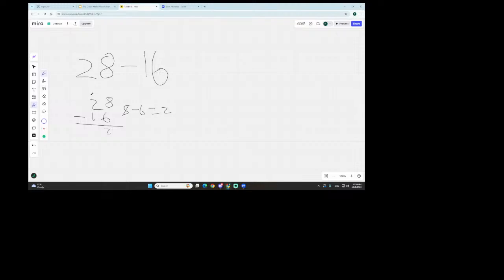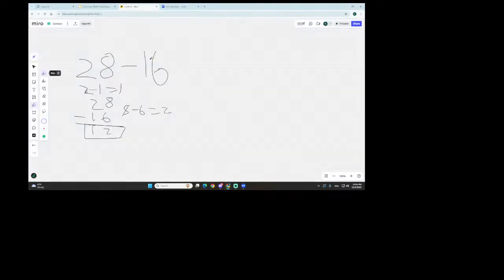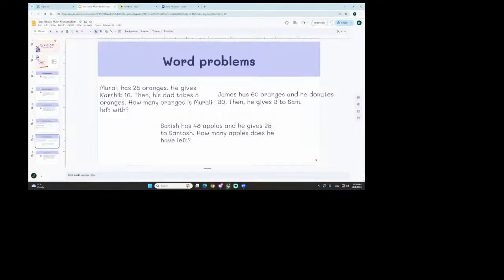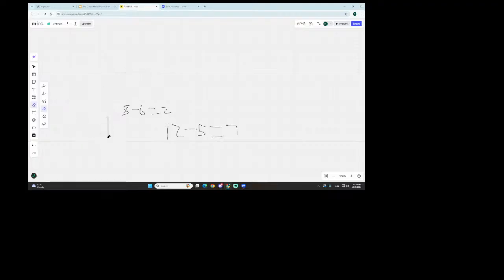And then we can do the tens place, 2 minus 1 equals 1. So we get 12. Then his dad takes away another 5 oranges. So we get 12 minus 5, since his dad is taking 5 oranges away from Murali. So that's 12 minus 5, and we get 7. And you can do the number line method if you need to do this. So 7 is the answer for problem number 1.